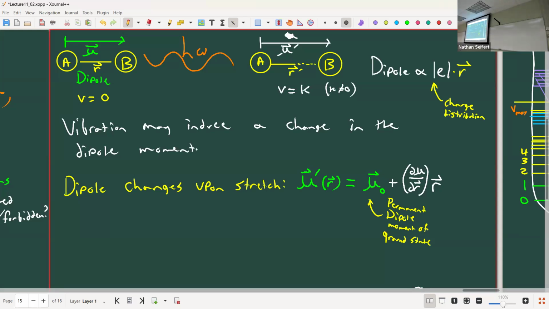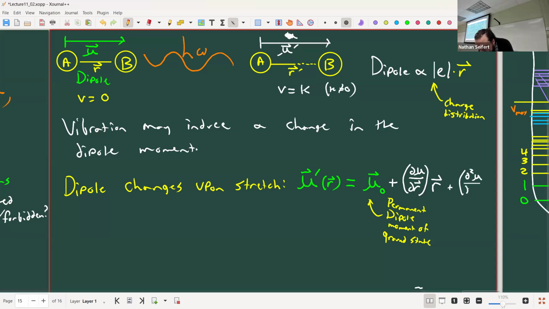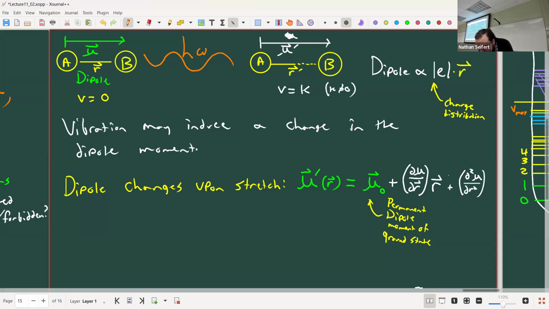So we can think the dipole is going to change by some amount as I stretch. If I stretch by some fixed amount, how much does the dipole change? You get some linear slope. And then, of course, it might change to some higher order as well. It may have some curvature. I'll show you some examples in a second. If it displaces, it might change as R squared as well, proportional to the second derivative. Let me show you some examples of these curves.